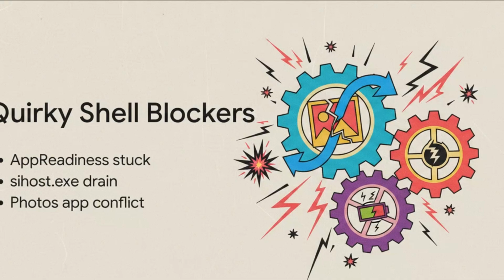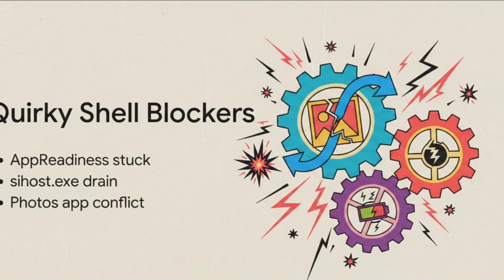But why does the shell crash in the first place? If you dig into the tech subreddits, you'll find some incredibly quirky blockers. Like, there's this background process called the App Readiness Service that can get stuck in an endless loop, entirely blocking your desktop from loading until you kill it in Task Manager. Even weirder, people report that a simple glitch with the default Windows Photos app or a CPU drain from a file called cghost.exe can take down the entire visual shell.